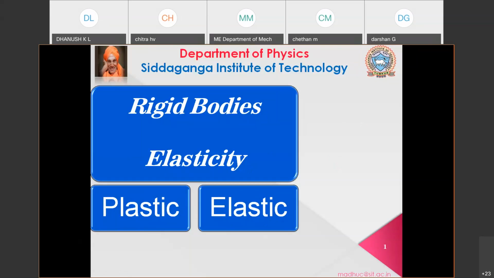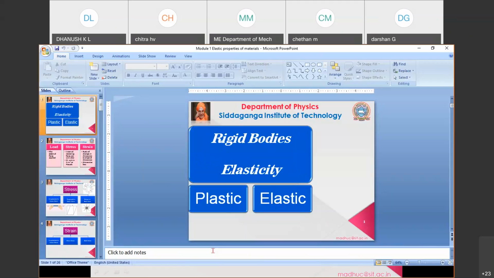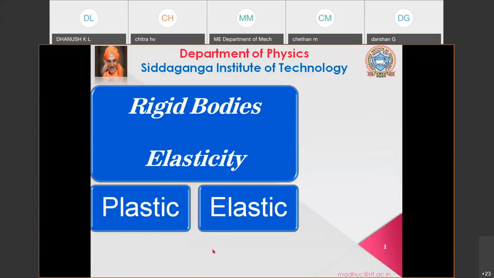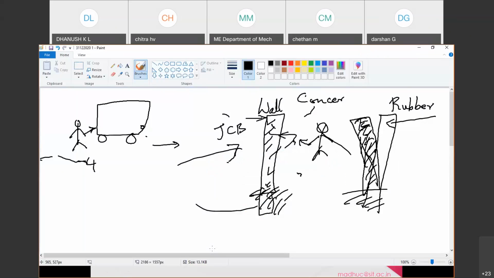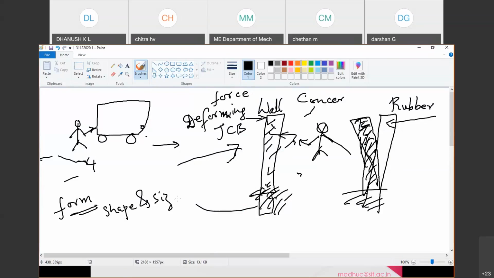Okay, so in the case of plastic, once you apply a force, whatever force you are applying, for example, here if you take the JCB, we call it a deforming force. Okay, what is the meaning of deforming force? You know, form is nothing but something having some shape and size.